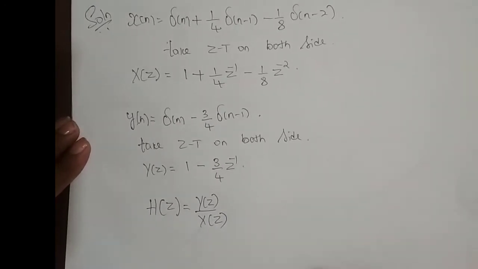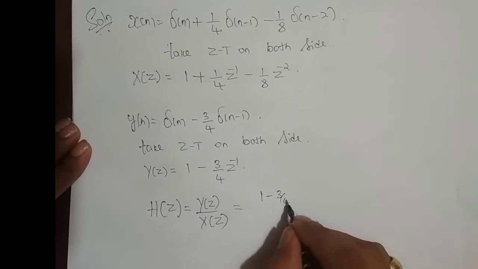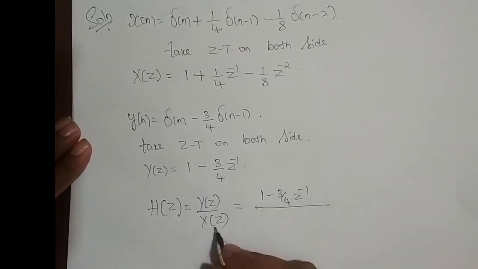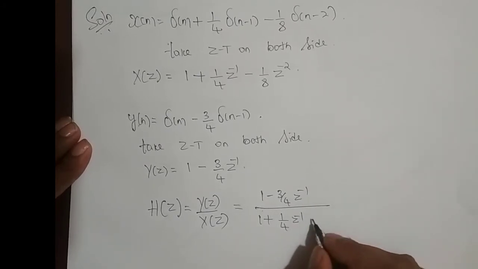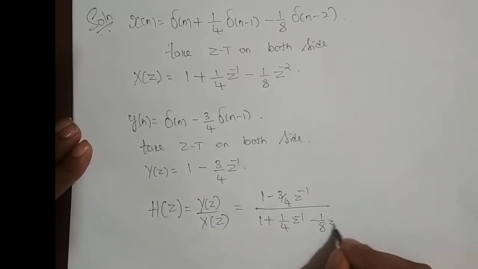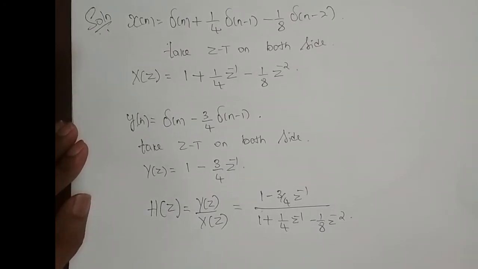Now this is equal to, what is y of z? 1 minus 3 by 4 z power minus 1, divided by, what is x of z? It is 1 plus 1 by 4 z power minus 1 minus 1 by 8 z power minus 2. Okay, now I have to find the inverse z transform of this numerator and denominator polynomial, which is h of z.